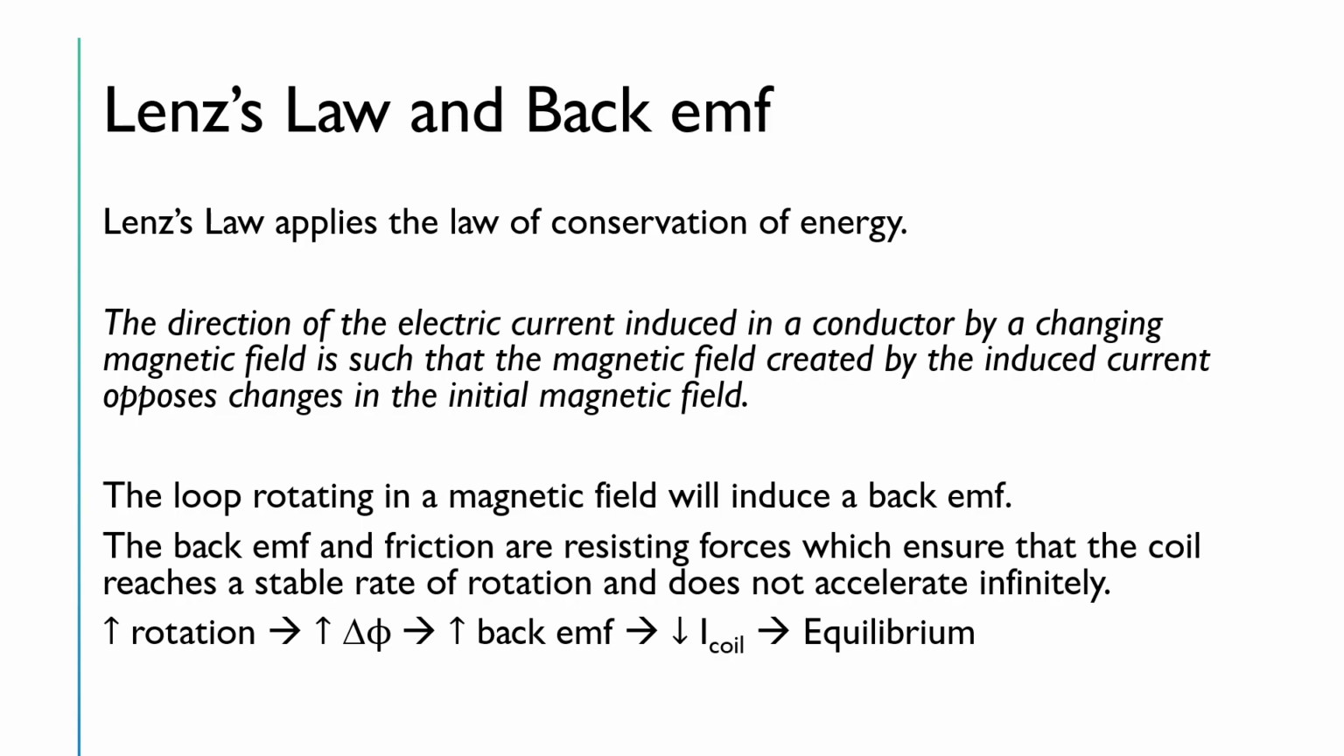So that can sort of be explained because if you have more rotation, there's going to be more change in flux in the coil. If there's more change in flux, you're going to generate a larger back EMF. That back EMF is going to reduce the current that's running through the coil, and eventually you're going to hit this equilibrium point where the current through the coil is going to stabilize, and essentially the rotation of the coil is going to balance out with the resisting forces. So you won't have any more acceleration, but the resisting forces won't slow the coil down any further than what it already is.